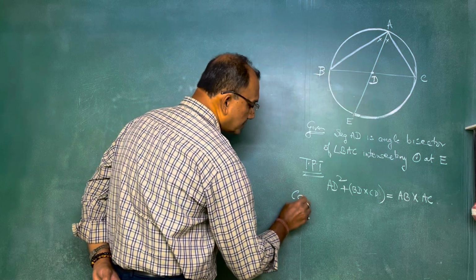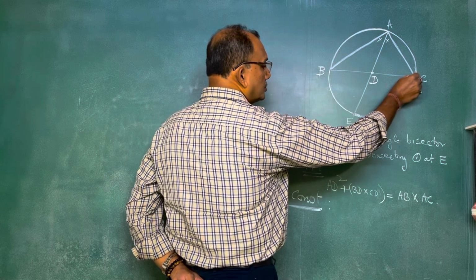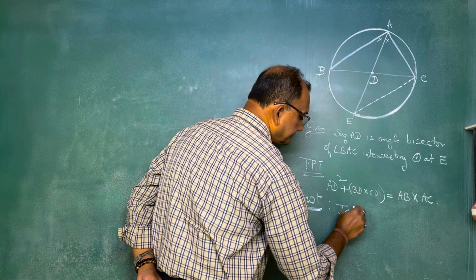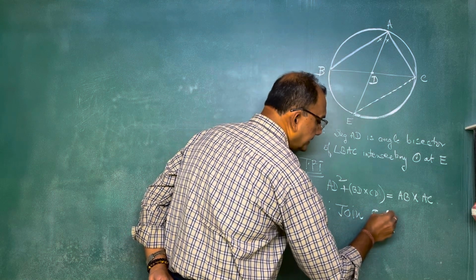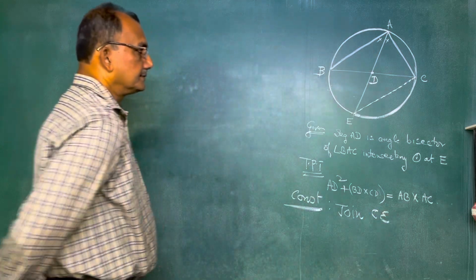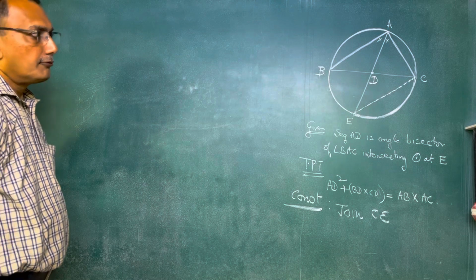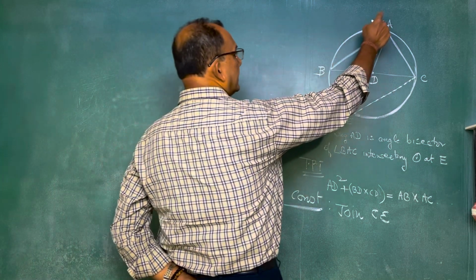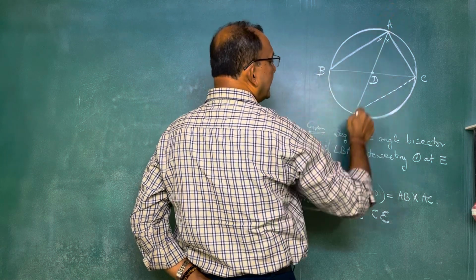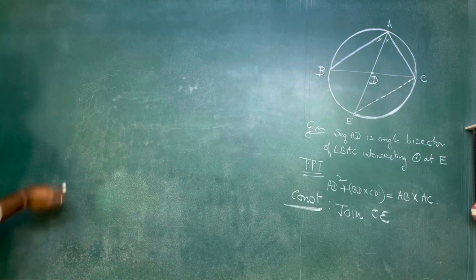There is a construction in this. Construction: we are supposed to join CE. Okay. Now, can anyone think which two triangles will you select? For me, I think we can take triangle ABD and triangle AEC. Let's see, can we prove these two triangles similar?